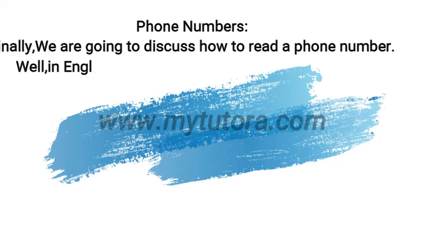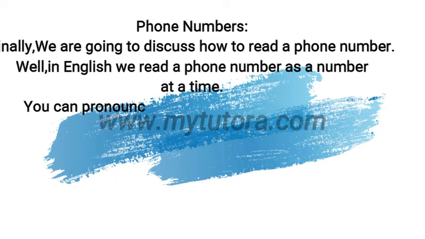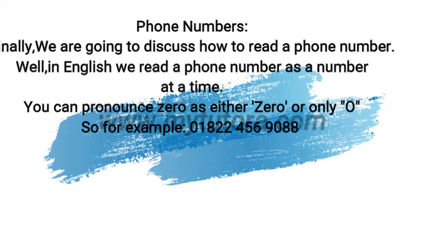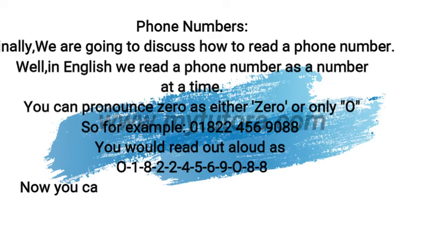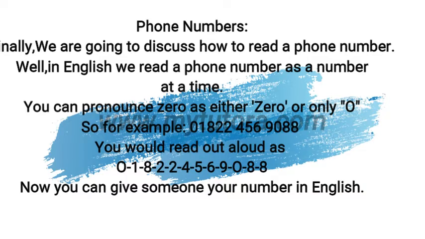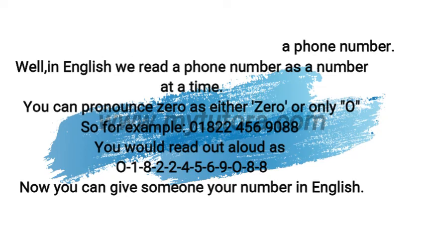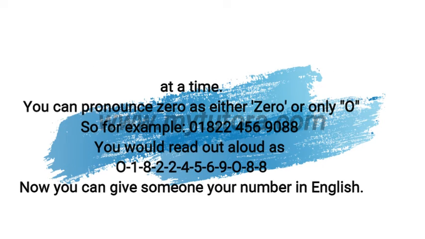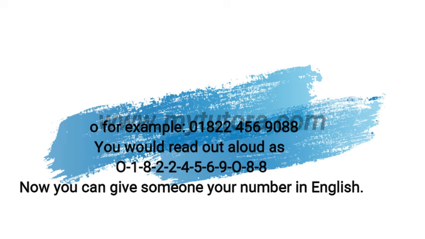Now we will look at phone numbers. Finally, we are going to discuss how to read a phone number. Well, in English, we read a phone number one number at a time. You can pronounce 0 as either zero or only O. So, for example, 01822456908, you would read out aloud as oh one eight two two four five six nine oh eight. Now you can give someone your number in English.